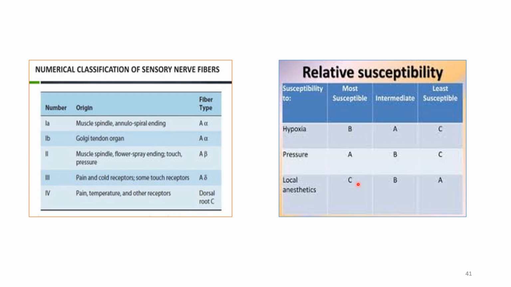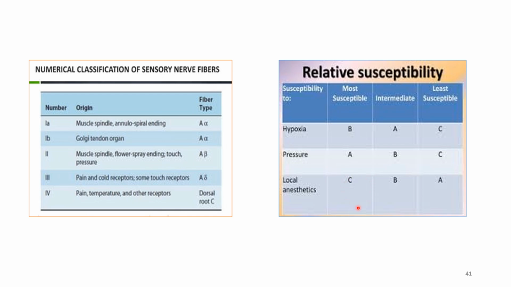Now coming to the last classification, which is based on the relative susceptibility of the neurons. They are classified as A, B and C. If a neuron is most susceptible to hypoxia, it is classified as B. Intermediate susceptibility is C, and least susceptibility is A. If a neuron is most susceptible to pressure, that is A. And if it is most susceptible to local anesthetics, it is classified as C.